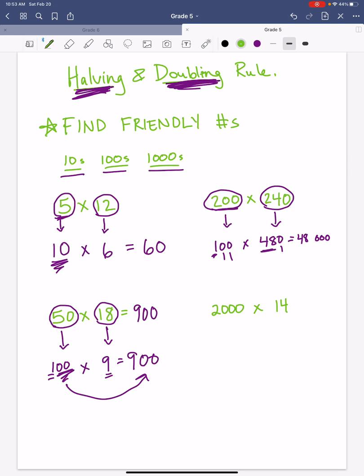you do this simple rule here, where we want to be finding, can I get a 10, can I get 100, or can I get 1,000? Well, yeah, if I cut 2,000 in half, that would equal 1,000. So that means I have to double the 14, 28.